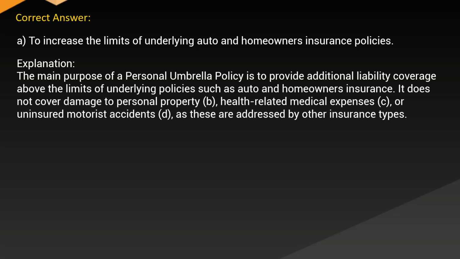Correct answer A. To increase the limits of underlying auto and homeowners insurance policies. Explanation. The main purpose of a personal umbrella policy is to provide additional liability coverage above the limits of underlying policies such as auto and homeowners insurance. It does not cover damage to personal property, B, health-related medical expenses, C, or uninsured motorist accidents, D, as these are addressed by other insurance types.